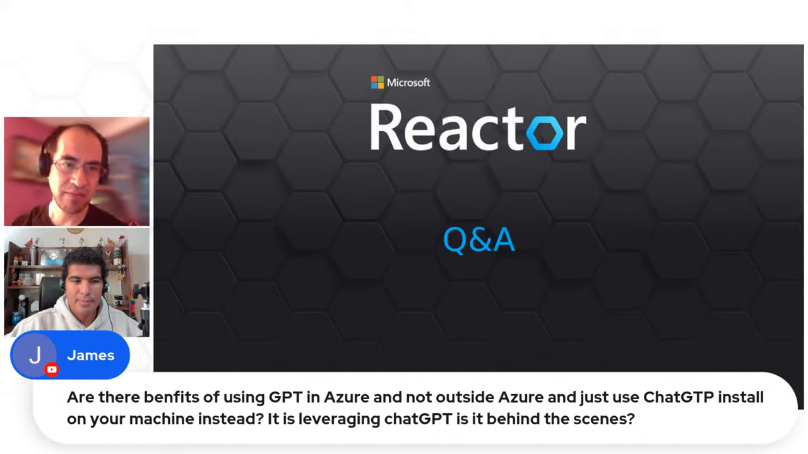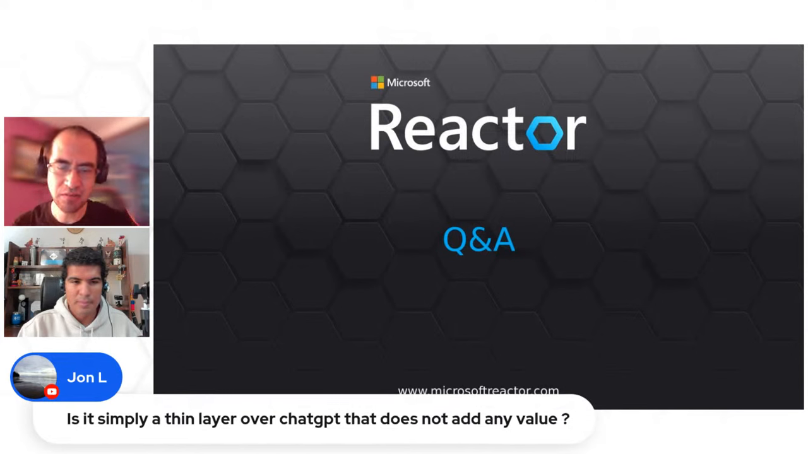The added benefit from using the Microsoft Azure solution is the infrastructure and data privacy that we mentioned earlier. But yeah, behind the scenes, they are using the same model, so of course, they do not offer different capabilities. And I think it is related with John's question. Is it simply a thin layer over ChatGPT that does not add any value? As we mentioned, the added value is the security, data privacy, and so on.